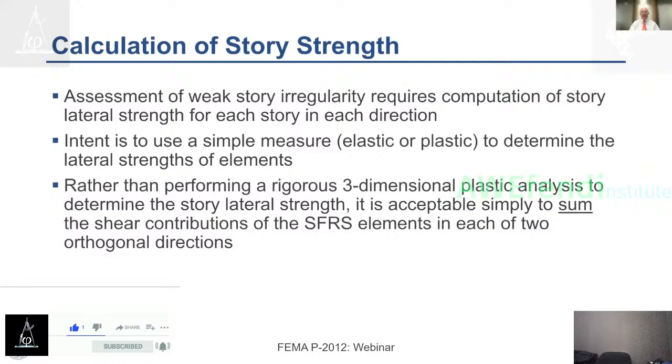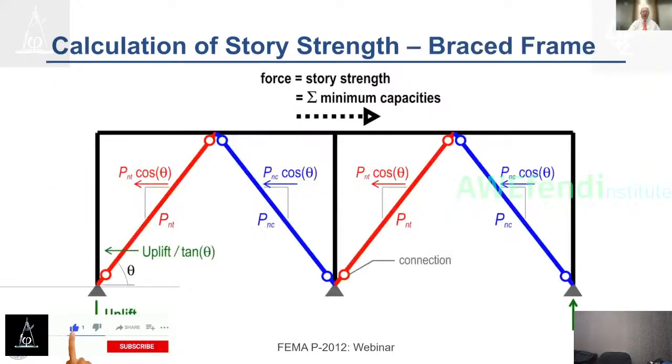For story strength, it could be a really complicated thing where you're doing limit analyses and nonlinear analysis by hand or another method. That's not the intention of ASCE 7, and the commentary clarifies that. We really just want to have a simple measure, either elastic or plastic, to understand how the strength varies in a building.